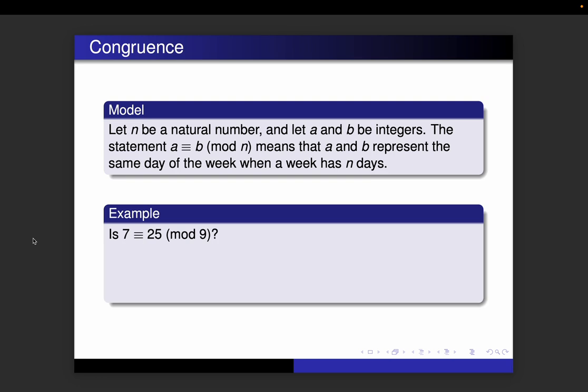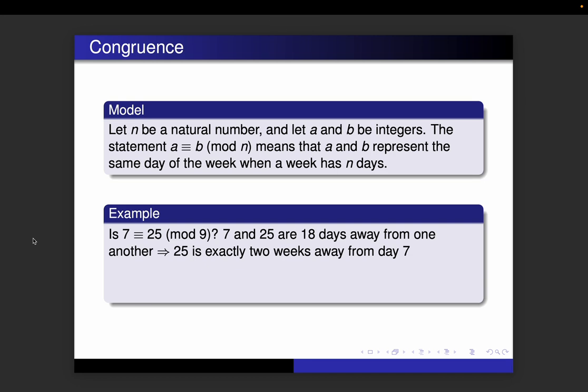So to look at an example, we might ask, is 7 congruent to 25 mod 9? So since we're doing mod 9, that means we are using 9 days in a week. And if we want to know if 7 and 25 are on the same day of the week, we might want to look at how many days there are between them. There are 18 days between them, and since there are 9 days in a week, that means there are exactly 2 weeks between 25 and 7. And since there are exactly 2 weeks between them, they have to be the same day of the week, which means yes, 7 is congruent to 25 mod 9.